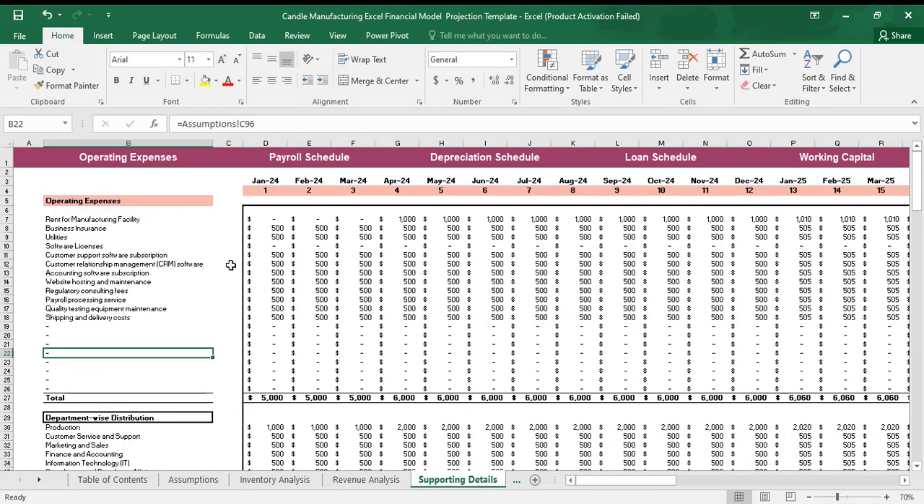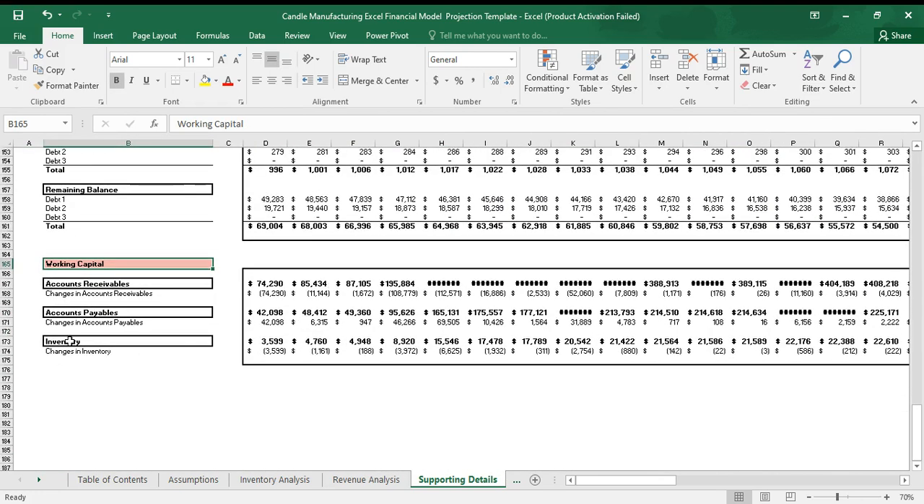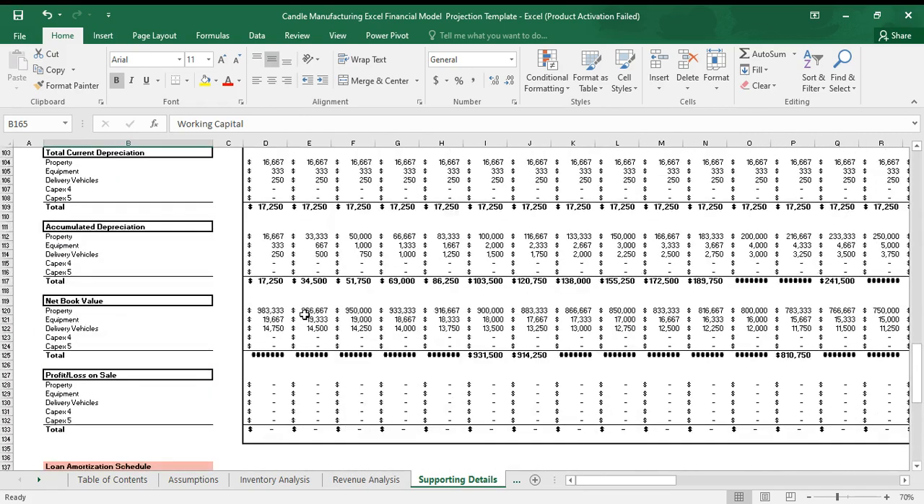Next is the supporting details sheet. Here we have included the major operating expenses of the business. This includes your fixed and variable operating expenses. Then we have payroll, depreciation of fixed assets, loan, and working capital. The working capital includes your accounts receivable, payables, and inventory calculations.